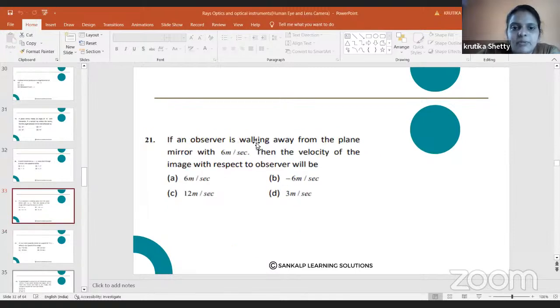If an observer is walking away from the plane mirror at 6 meters per second, then the velocity of the image with respect to the observer will be? So what will be the velocity of the image with respect to the observer?